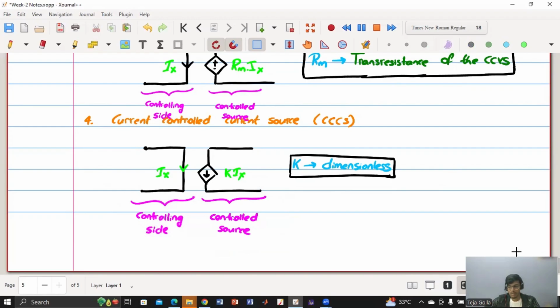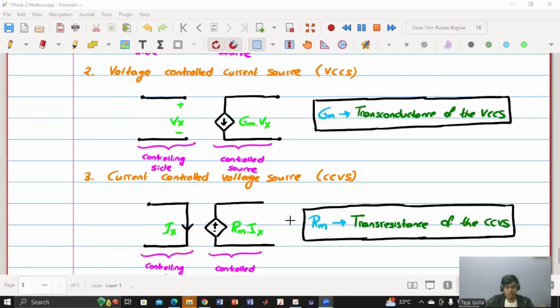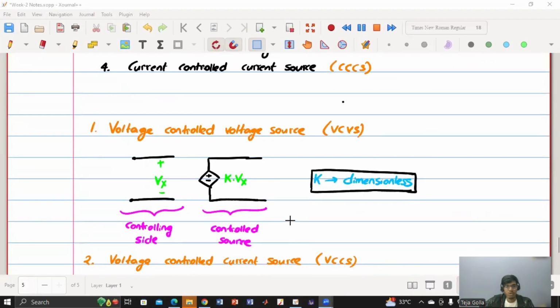Is this clear until this point? If you have any doubts, ask. Sir, example of voltage controlled current source and current controlled voltage source.